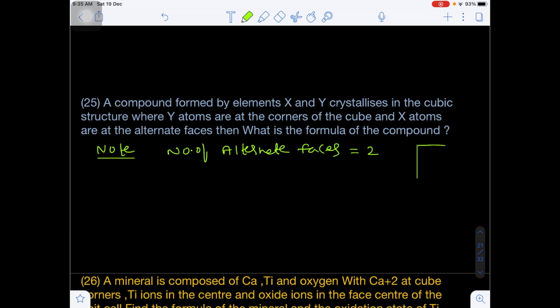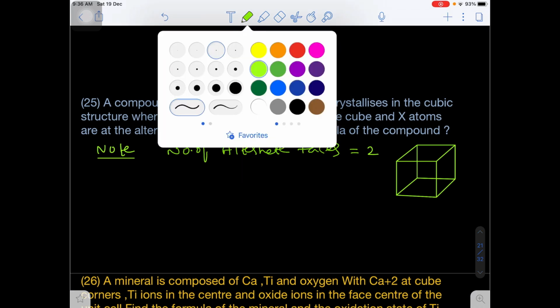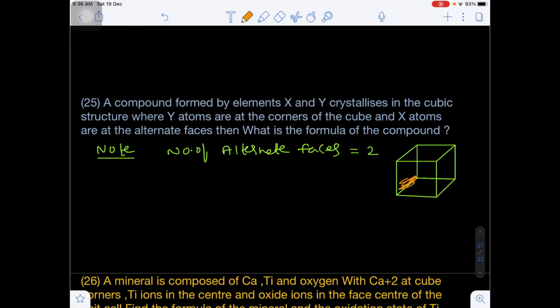Here you see, this is a small cubic unit cell. Let's suppose in this small cubic unit cell, how many faces will be present? Total 6 faces will be present. But the question is about alternative faces. Now what are the alternative faces here? Alternative faces are different from the opposite faces. Let's suppose this is the first face. I am shading this face.